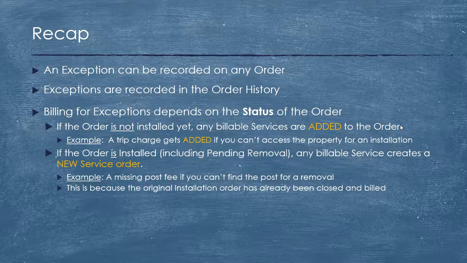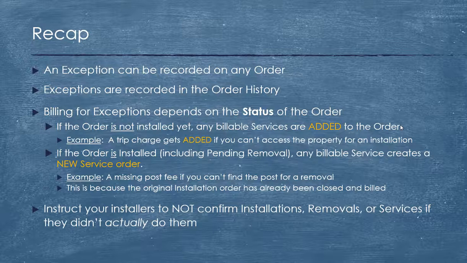And lastly, just to get the most out of this, make sure that you train your installers not to confirm installations or removals or other services if they didn't actually do them. We've noticed that in the past that happens a lot of times. They come up to the house and they're looking to remove the post. It's not there. They go, "Oh, this must be done." So they click remove. They didn't actually remove it. And if they check that box, your client will argue, "Well, your installer said he took it away. I never lost it." Record the exception first because that leaves the order available to you as a dispatcher for resolution later.